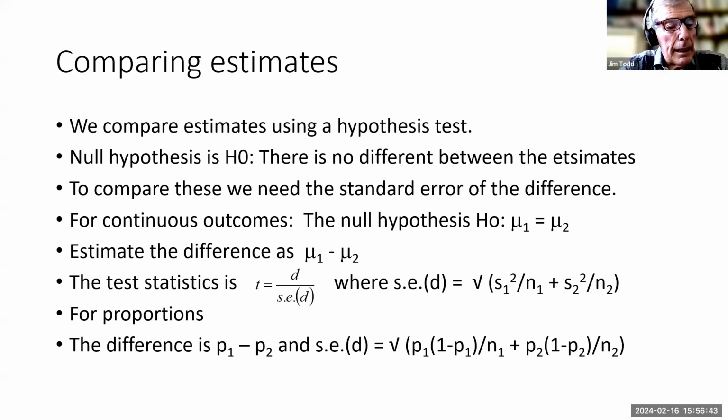For proportions, again, the difference is going to be the proportion in one group minus the proportion in the second group, but the standard error is going to be different because it's based upon a different distribution. In this case, it's the binomial distribution. So we have P1 multiplied by 1 minus P1 over N1, plus P2 times 1 minus P2 divided by N2 in the second group. We add those two variances together, and then we take the square root to get the standard error of our difference.